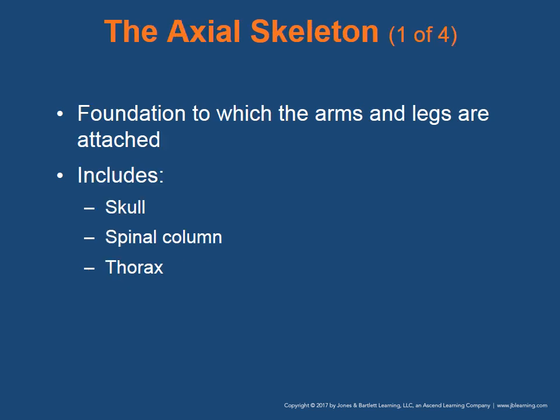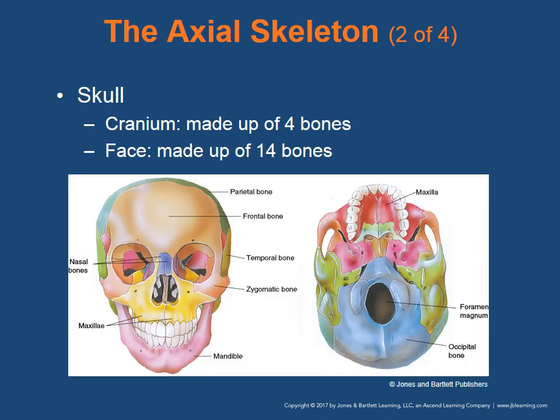The axial skeleton is the foundation to which the arms and legs are attached. It includes the skull, the spinal column, and the thorax. We'll go into a little further detail. So the skull is made up, the cranium itself is made up of 4 bones. The face is made up of 14 bones, so a lot of separate bones you can see from this picture.